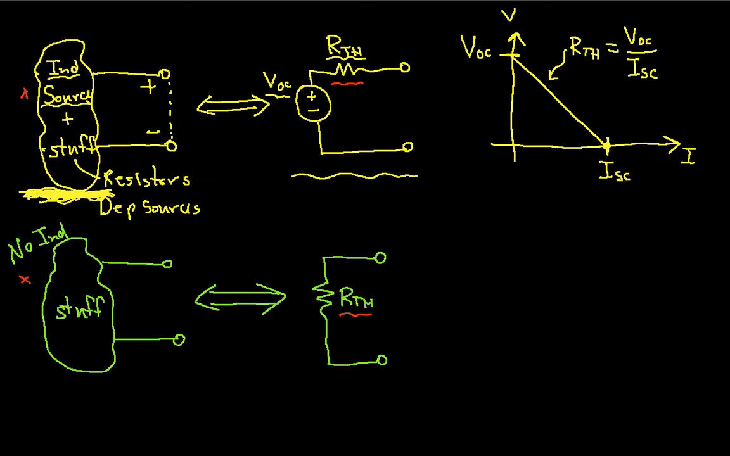Similarly, if you have a circuit that has no independent sources, the voltage-current relationship looks like this. Again, this is current and this is voltage. And the slope of this line is RTH.